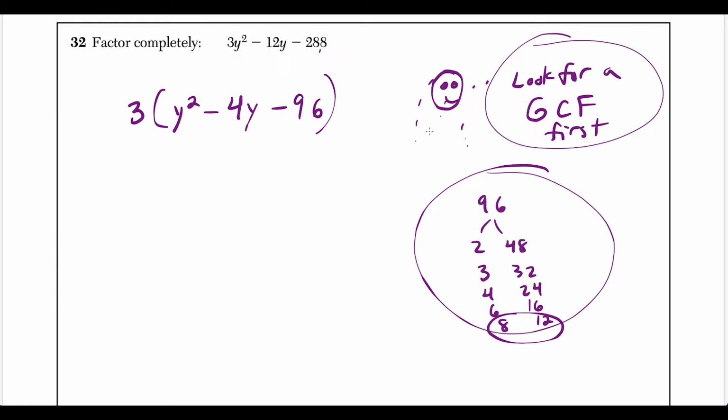Since we're multiplying to negative 96, the next thing I would think about here, if I'm doing this all in my head, is that I would have to determine which one of these is going to be negative. And since they're adding up to a negative, the bigger number has to be negative. So I'm thinking negative 12 and 8. If you add those, you get negative 4. And when you multiply those, you get negative 96.